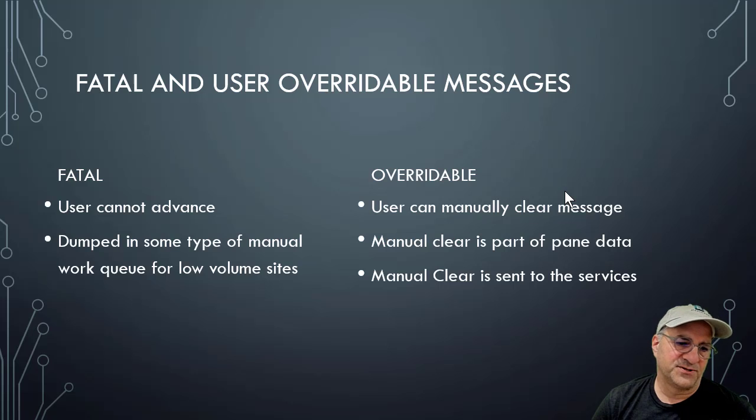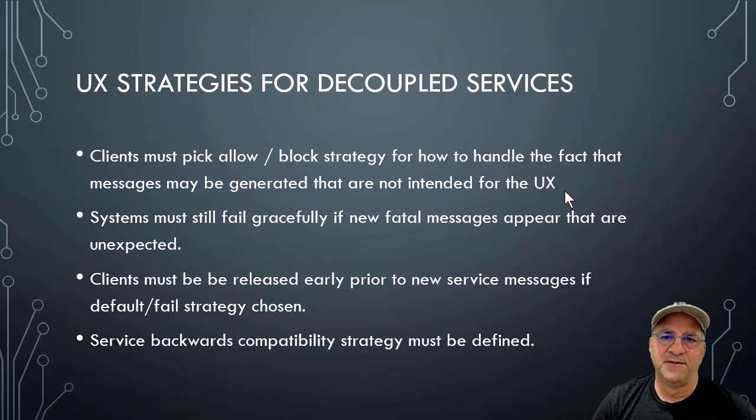And so when the user has overridden, that probably needs to go to the backend service that says, yes, we acknowledge that this bad behavior is something we actually want. You can do a whole talk on this; there are two kinds of messages typically. The idea is that clients must pick a block or allow strategy to handle the fact that messages can be generated that are not intended for UX, because these are general purpose services, or they're facades on general purpose services.